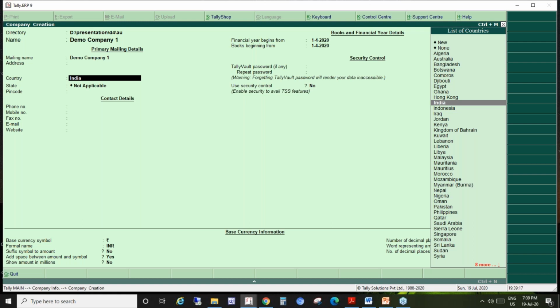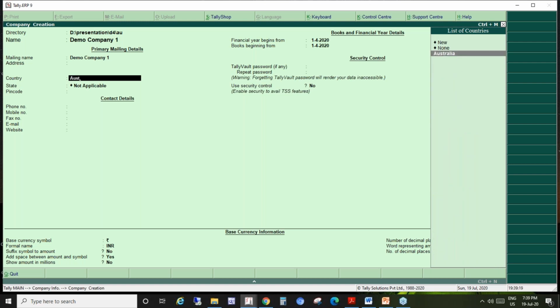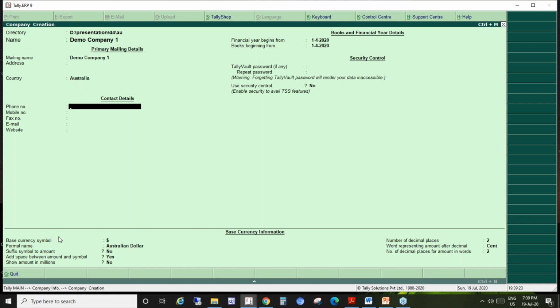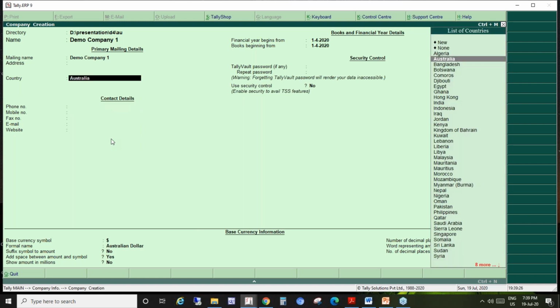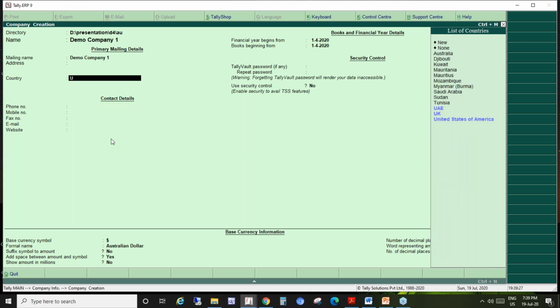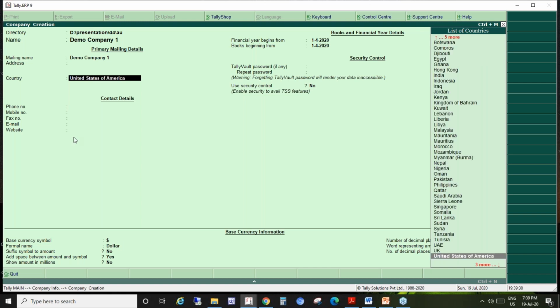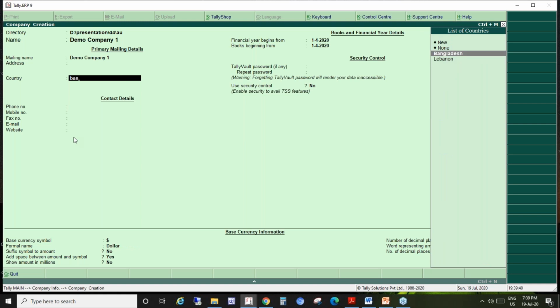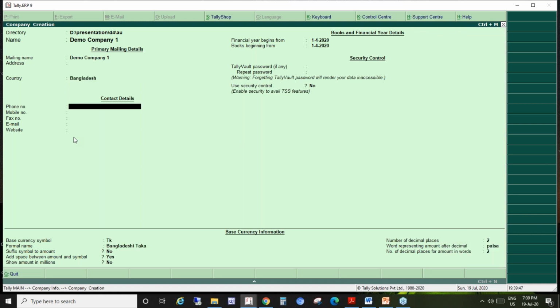But in case any of you are from maybe Australia, observe what happens at the bottom. If somebody is from the United States of America, the dollar currency is changed, or someone really nearby, maybe Bangladesh, taka. So it is very important for us to understand that the base currency is set at the creation of the books of accounts. The base currency would always be one. There cannot be multiple base currencies.